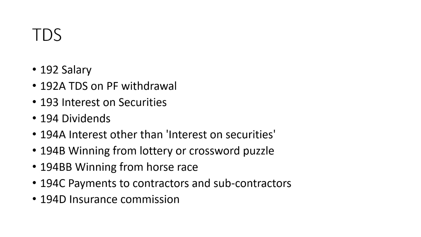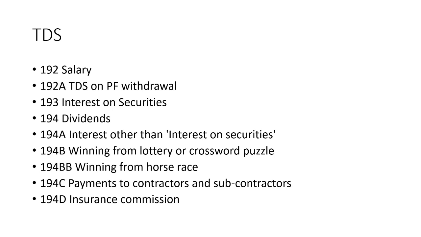194BB, races. A person who gets money by winning the races, TDS at 30% is deducted, and it will be shown here also. Payments to contractors and subcontractors, 1%, 2%. Whenever there is a contract, all the types of contractors, this is related to business activity. Anybody who executes contracts for any company, subject to some ceiling of 30,000 rupees. If anybody gets more than 30,000 rupees, the payer is required to deduct tax. If it is an individual or HUF, tax deduction is at 1%. If it is a payment to a company, tax deduction is at 2%. Then a lot of insurance agents are there.